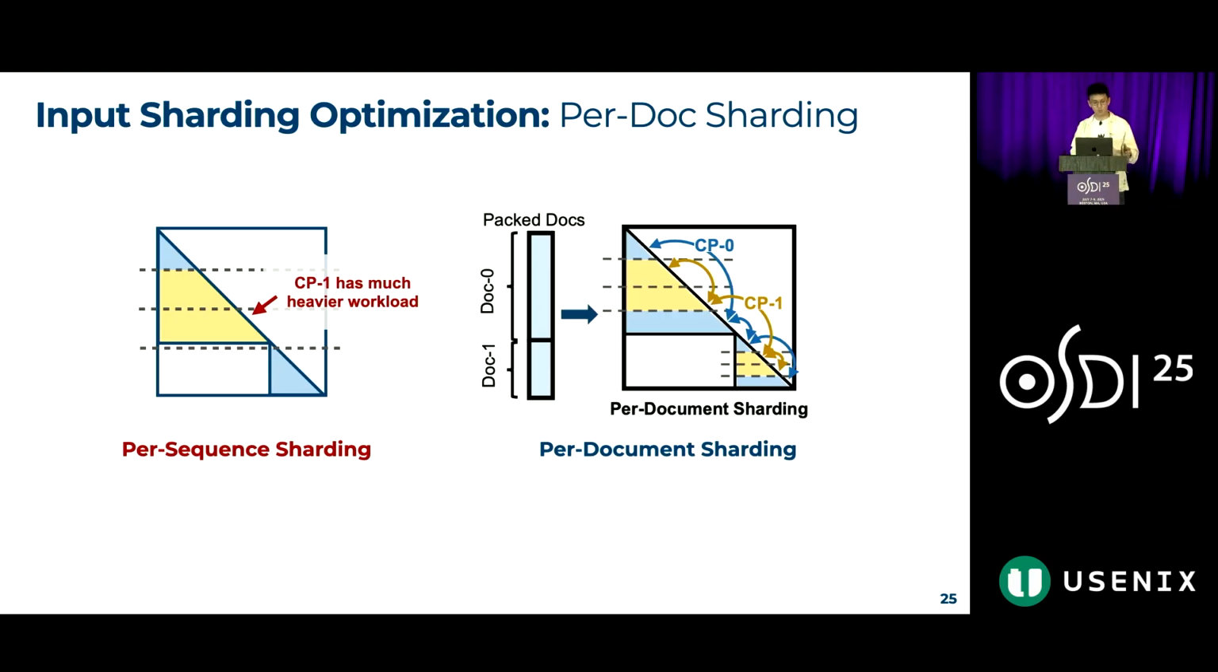So here we have two workers. We shard each document into 4 shards. The first worker takes the first shard and last shard of each document, and the second worker takes the 2 middle shards of each document. In this case, we can observe that the two workers get exactly the same attention workload, so it will fully eliminate the workload imbalance issue at the CP level.